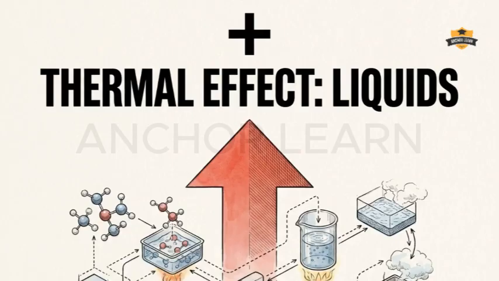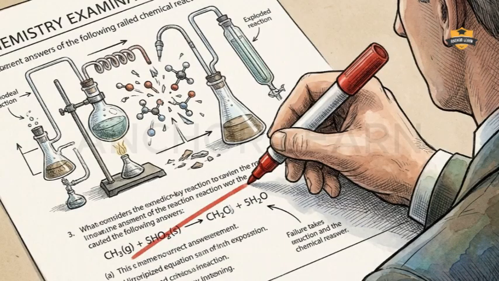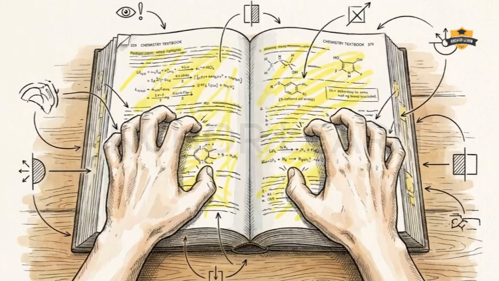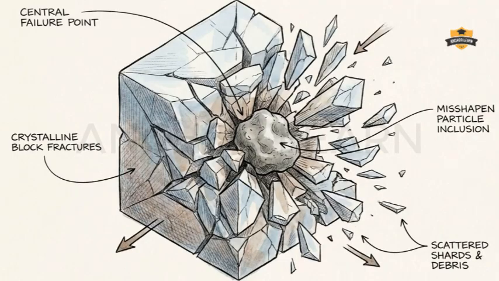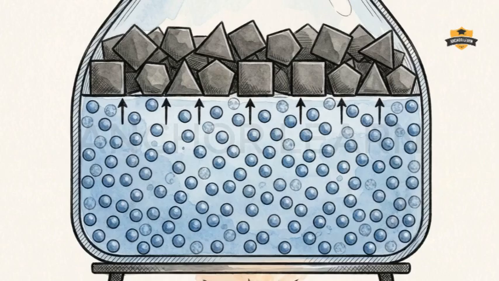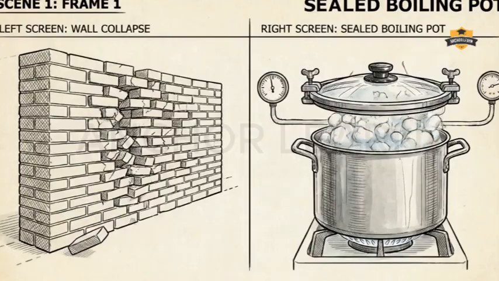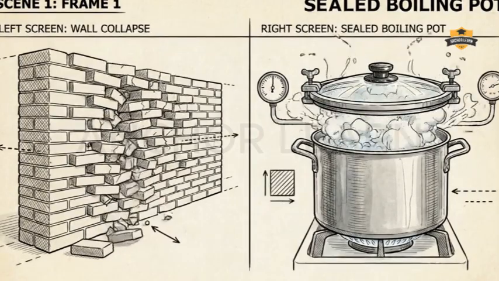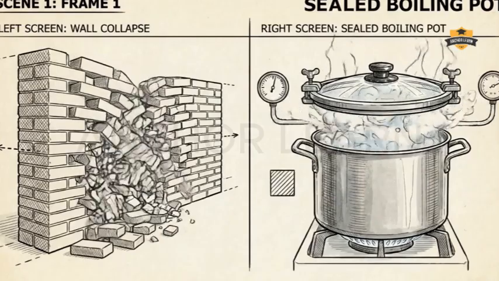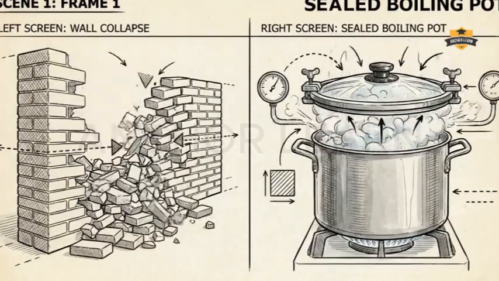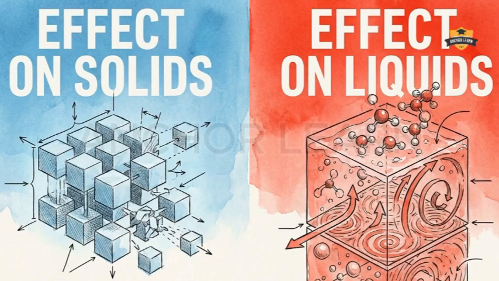This gives us the second half of our thermodynamic rule. Impurities raise the boiling point of a liquid. We define this as boiling point elevation. The board sets traps here. Examiners know students memorize rules without understanding whether the impurity is breaking apart a solid lattice or blocking the exit route of a liquid. The physical state of matter dictates exactly how the impurity will interfere with the system's thermal behavior. Impurities are situational saboteurs. They weaken the internal walls of solids, but they barricade the exits of liquids.